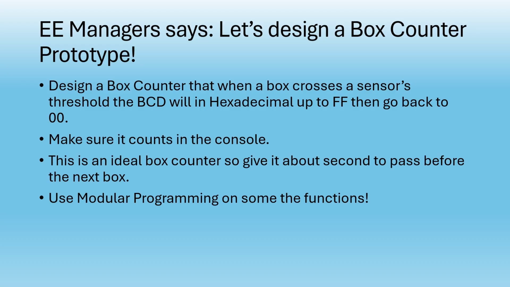It will go up to FF and then go back to 0. And then we want to count on the console, you know, the console on the computer there. So this is an ideal box counter. When the box crosses the threshold, a sensor, a second will go, and then another box will come, and it will count. Kind of like what you see in Amazon or UPS or I don't know.